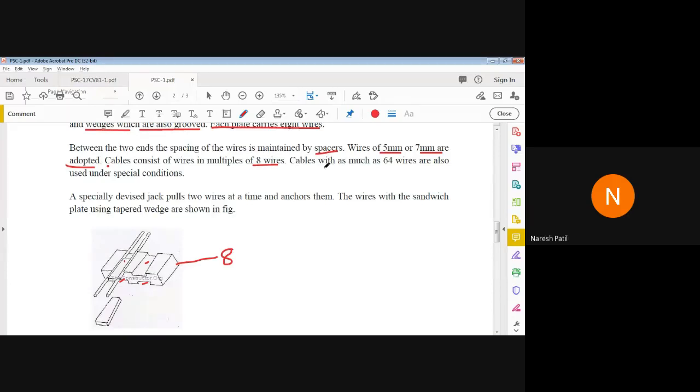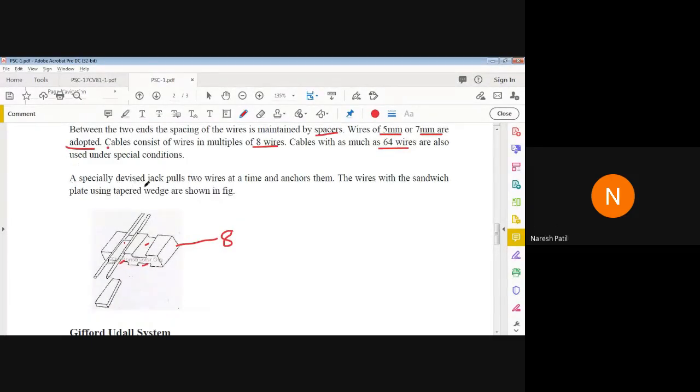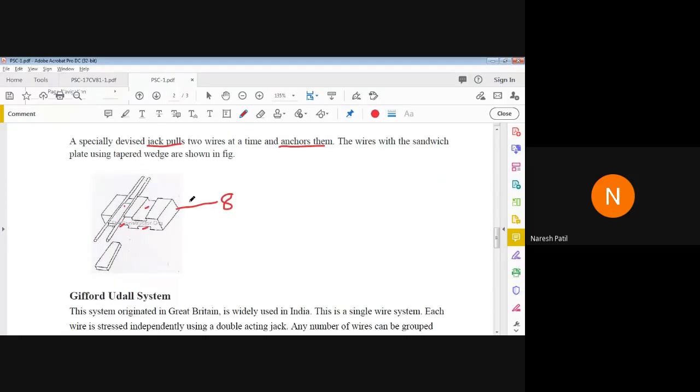Cables with as many as 64 wires. So a maximum of 64 wires is also used under special conditions. Under special conditions means for heavily loaded structures you can go for 64 wires in a single cable. Then a special device, a jack, pulls 2 wires. So a jack will pull 2 wires at a time and anchor them. The wires with the sandwich plate using tapered wedge are shown in the figure.